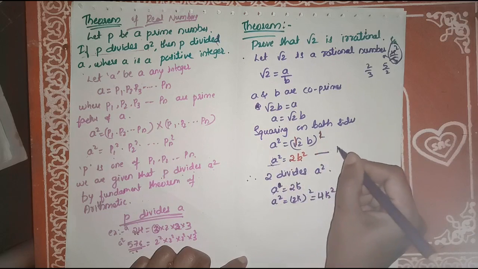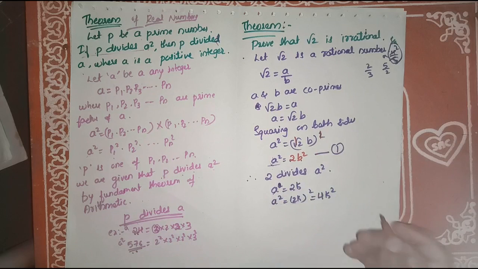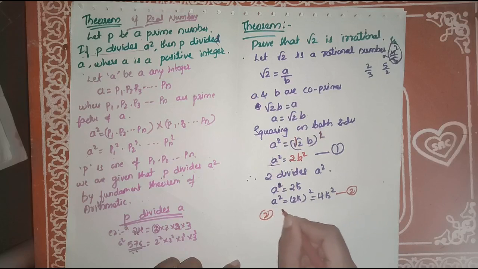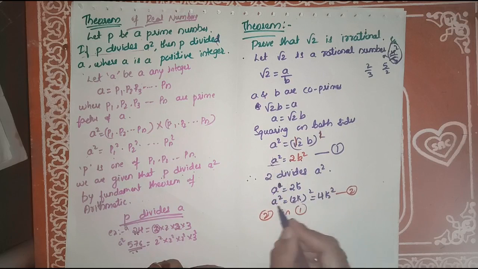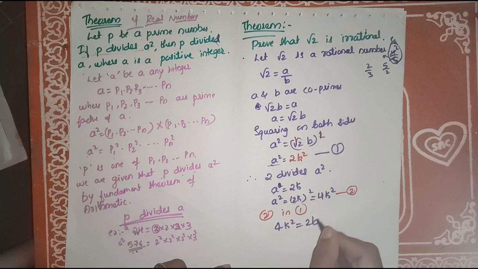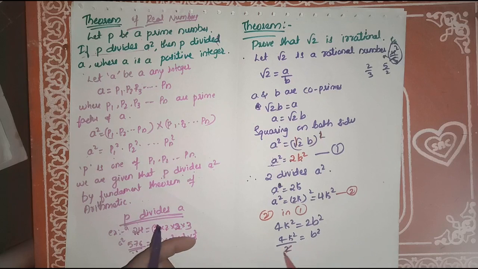I call this equation number 1. I substitute this in 1. I call this 2 in 1. So here a square is equal to 2b square. A square is 4k square. 4k square is equal to 2b square. Or b square here, 4k square into 2 becomes divided by 2. This is 1 ja, 2 ja. B square is now 2k square.